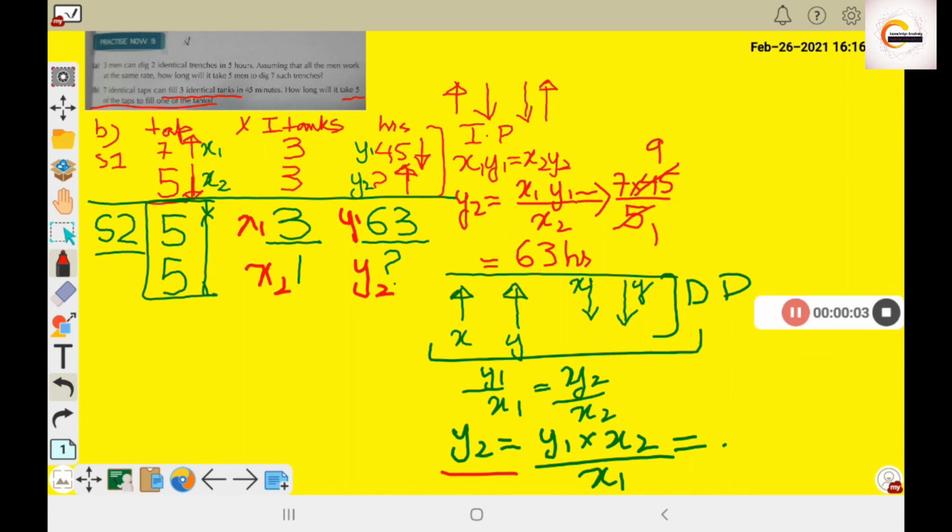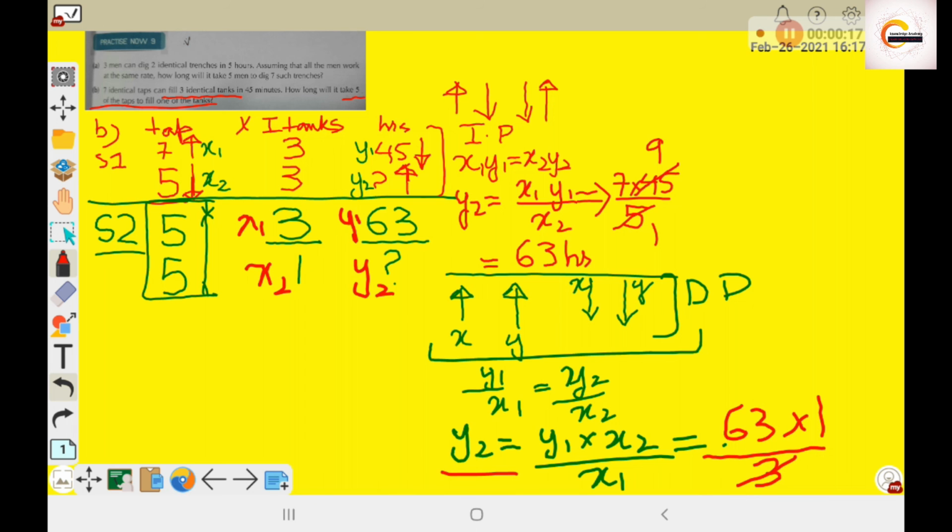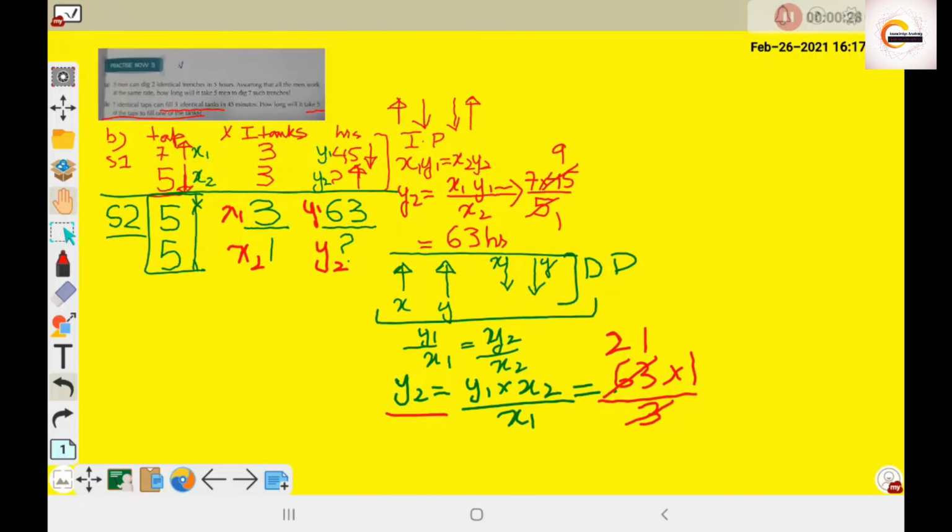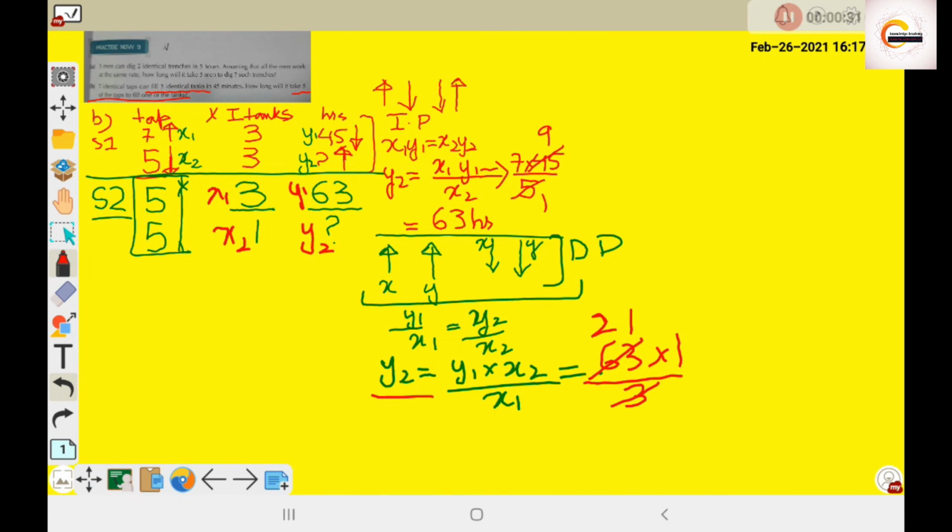Now let's put the values. y1 is 63 and x2 is 1 upon 3. Oh, 3 ones are 3. 63 upon 3 is 21. So our required time will be 21 hours.